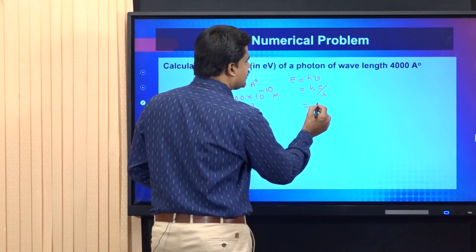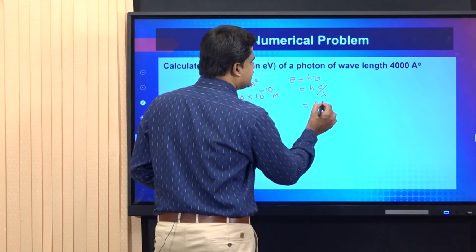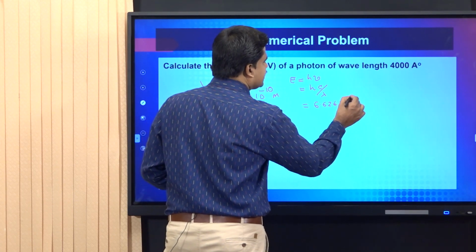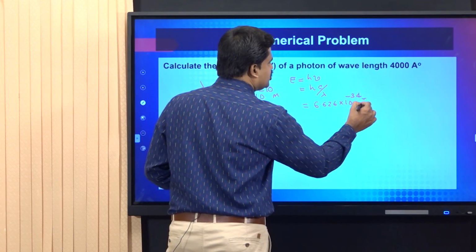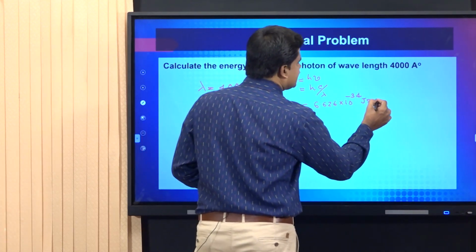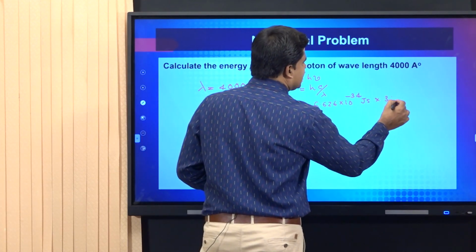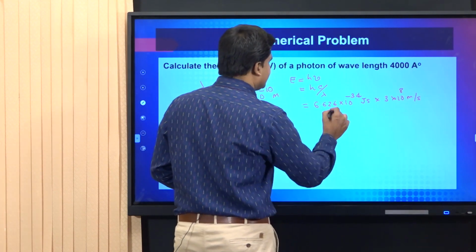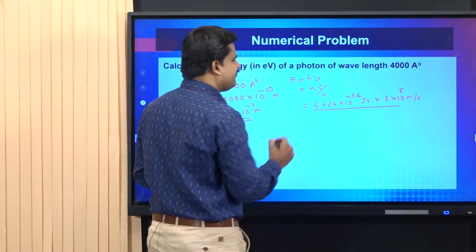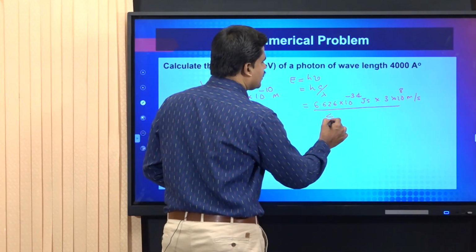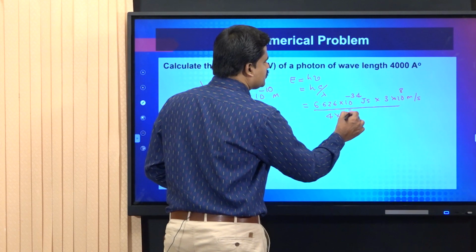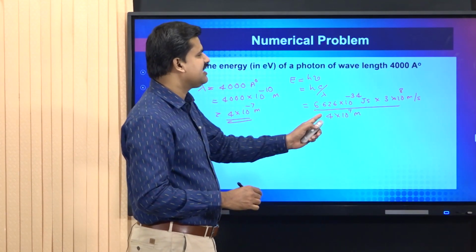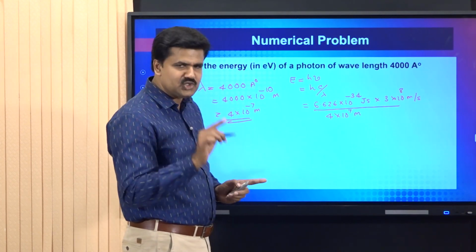The different values are: Planck's constant h is equal to 6.626 into 10 raised to minus 34 joule second. Velocity of light is 3 into 10 raised to 8 meter per second, divided by wavelength, that is 4 into 10 raised to minus 7 meter. On simplifying this, we will get energy in joules.